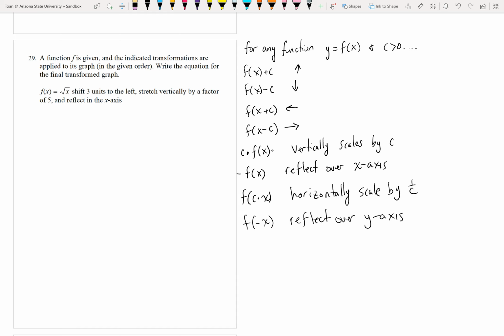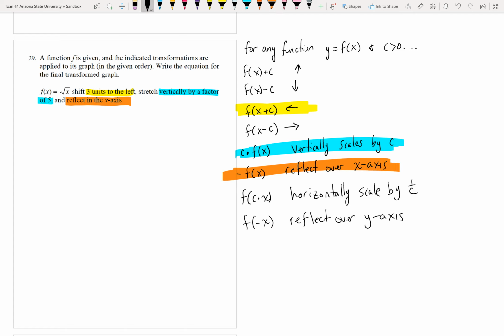So in this case, I wanted you to read the transformations and then build the function. So I wanted you to take f of x equals radical x and shift it 3 to the left, scale it vertically by 5, and then reflect in the x-axis. So hopefully you can see that moving to the left, I have to add directly to the x. Scaling vertically, I need to multiply the whole function. And then reflecting the x-axis, I need to make it negative. So the answer should have been negative, scaling by 5, negative 5 radical x plus 3. So there is your function.